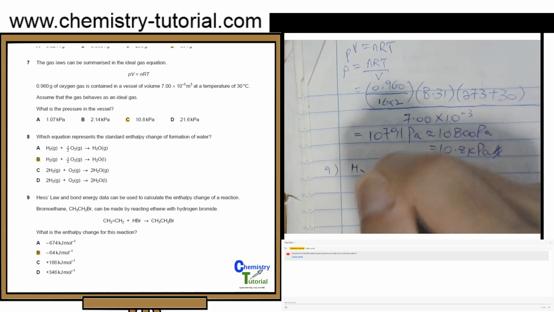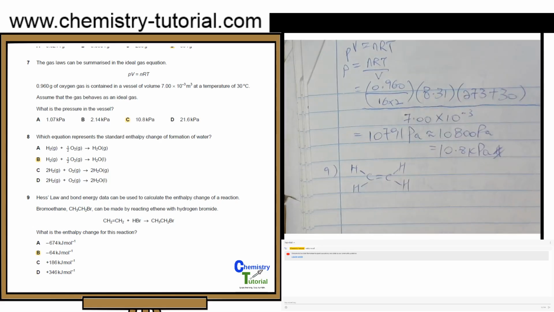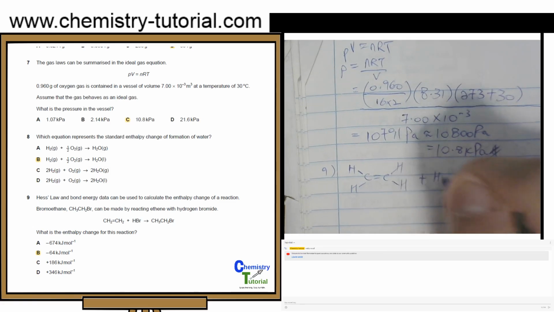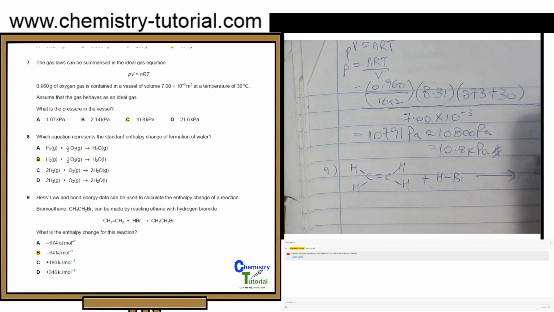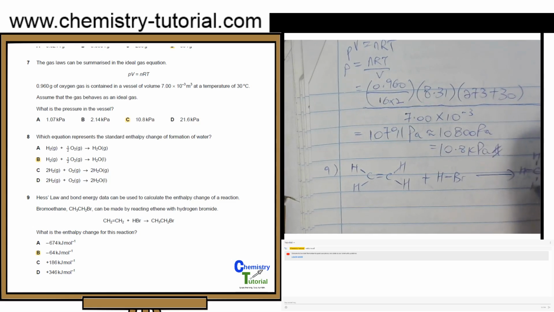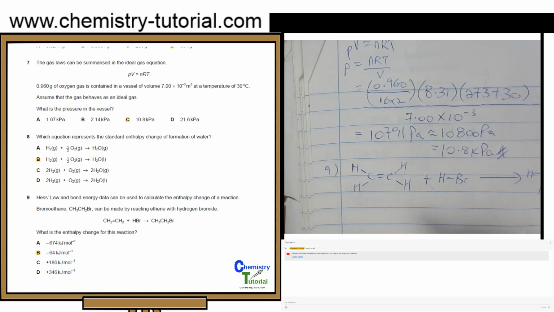So, plus HBr to produce CH3CH2Br. Now, notice that the enthalpy change itself basically is the summation of the energy released when bonds are formed and the energy that has been absorbed when bonds are broken.